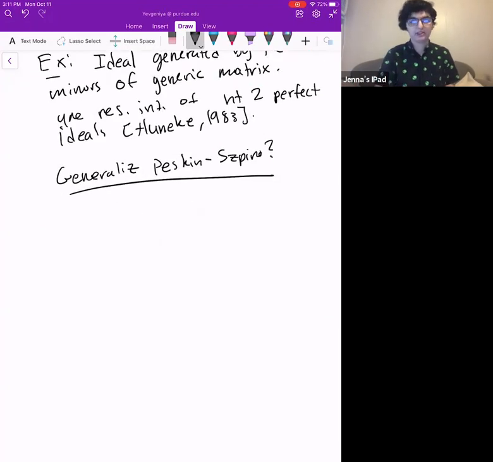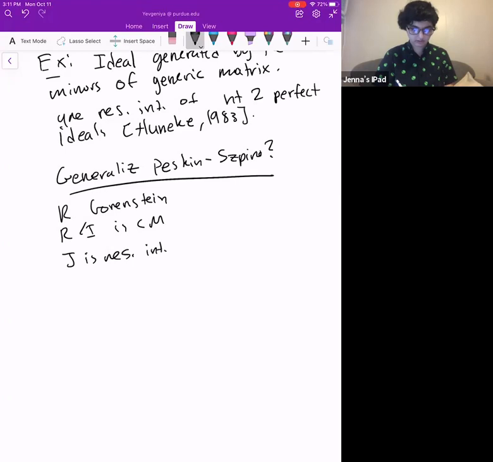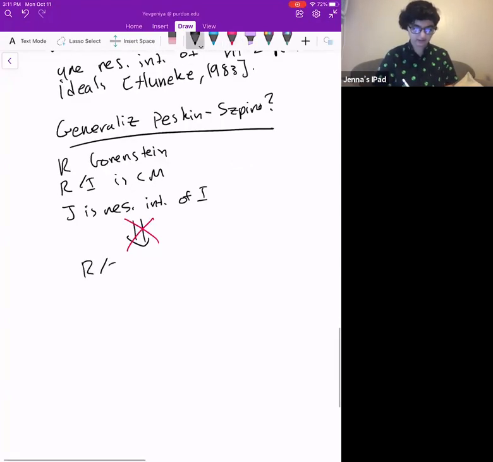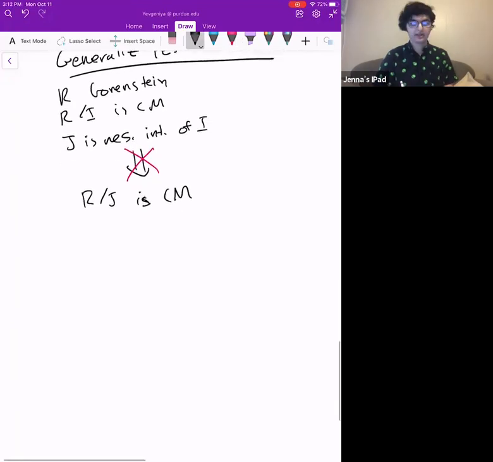Well, okay. Let's suppose that R is Gorenstein, and that R mod I is Cohen-Macaulay, and that J is a residual intersection of I. It's not going to necessarily be true that R mod J is Cohen-Macaulay. And let's give a counterexample.